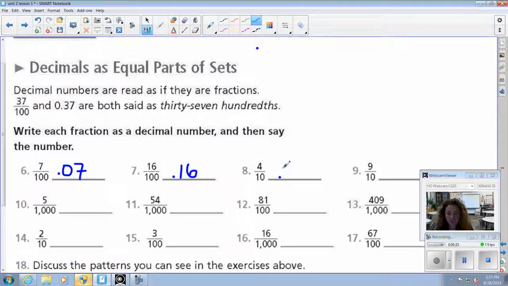Well, it's in the tenths place value. The tenths place value is 1 digit behind the decimal. 9 tenths. Tenths place value is 1 digit behind the decimal. 9 tenths.